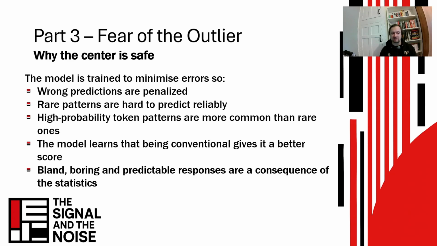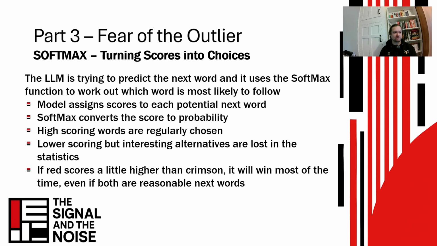Rare patterns are hard to predict reliably, so high probability token patterns are more common than rare ones. The model learns that being conventional gives it a better score, and giving it a better score makes its training safer. So bland, boring, predictable responses are a consequence of the statistics. They fall directly out of the way the model works. The LLMs try to predict the next word, and to do this it uses something called a softmax function. I'm not going to dwell too much on softmax functions or the mathematics behind them here. It's beyond the scope of the topic. But it's important to understand that this is how the model turns scores into choices.